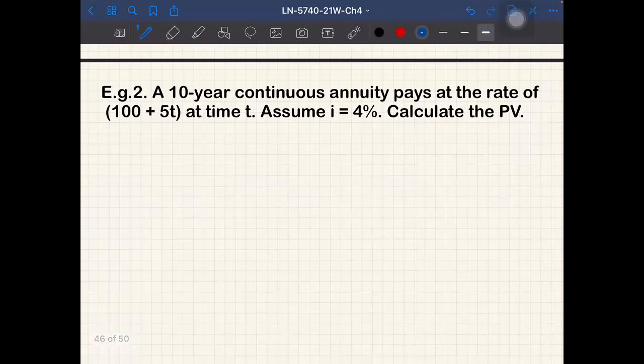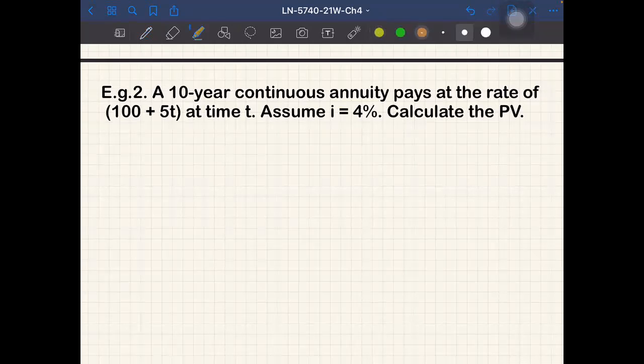So example 2 is a more concrete example. In some sense it's easier, but in terms of calculation it's a little bit more complicated. And it is actually not difficult if we understood example 1.